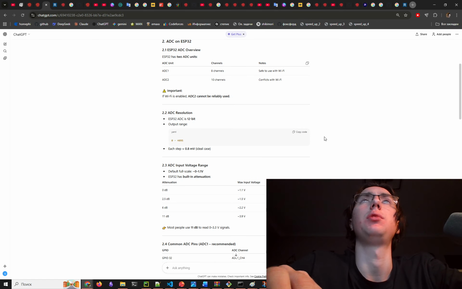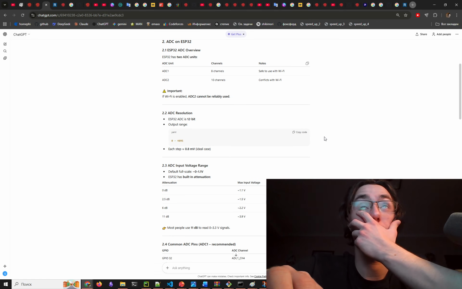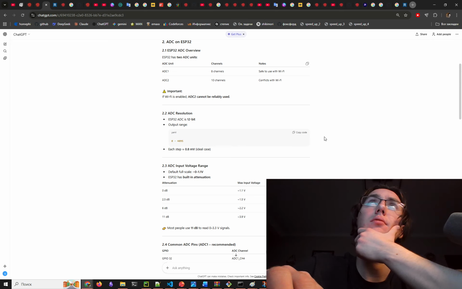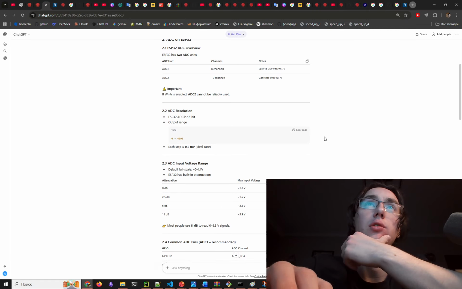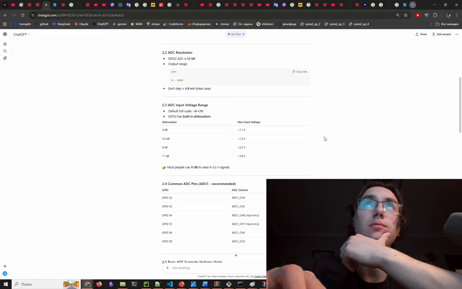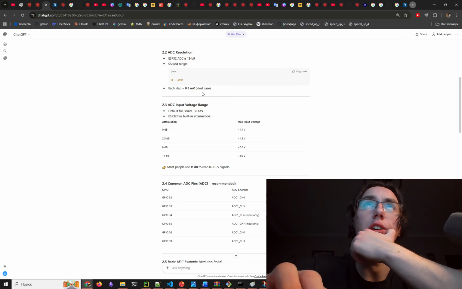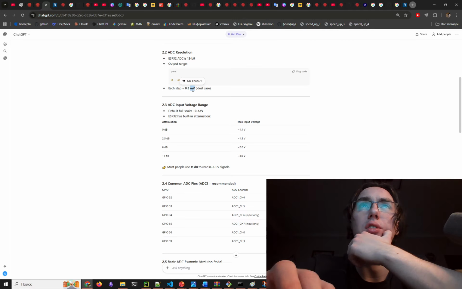ADC resolution: the ESP32 ADC is 12-bit. That basically means that we can encode 2 to the power of 12 minus 1 values. Each step is 0.8 millivolts, I guess.